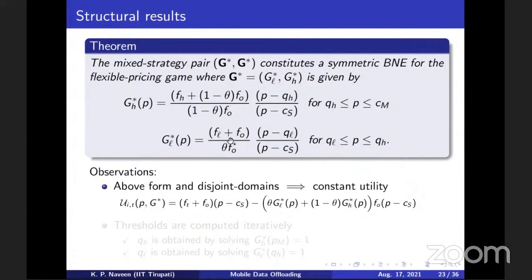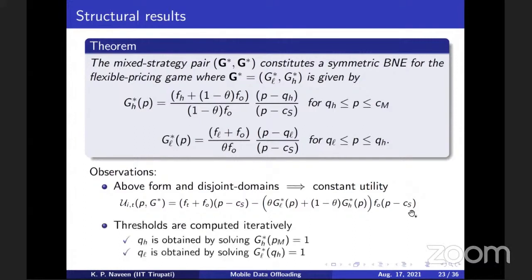do a back-of-the-envelope calculation to come up with these distributions that will fetch you a constant. Now the next task remains to identify these thresholds. How do you get these thresholds? You can compute them iteratively.